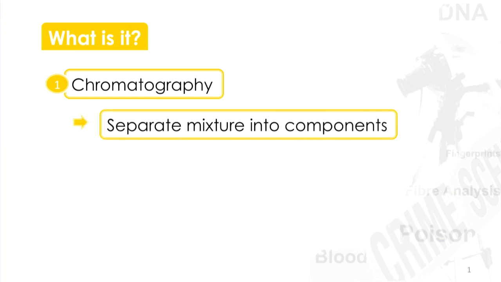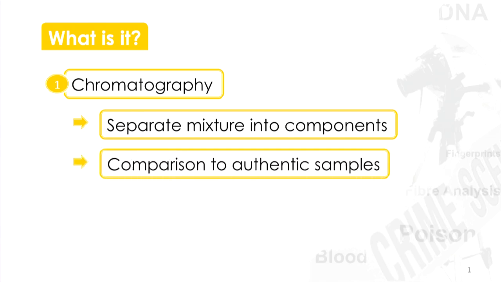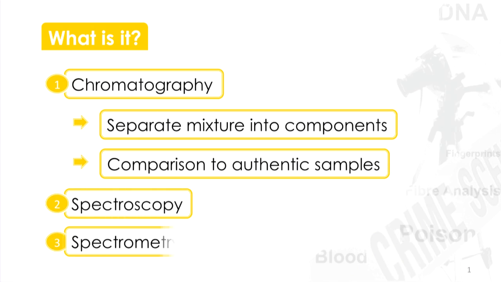The different chromatography techniques all achieve the same thing. That is, that they separate the mixture out into its individual components. And we can get some idea of what some of the components might be by comparison to authentic samples. But to really confirm, sufficient for a court of law, what those components are, we have to have some more techniques. We have to positively identify those components and say absolutely what they are. And to do this, we can use spectroscopy and spectrometry.